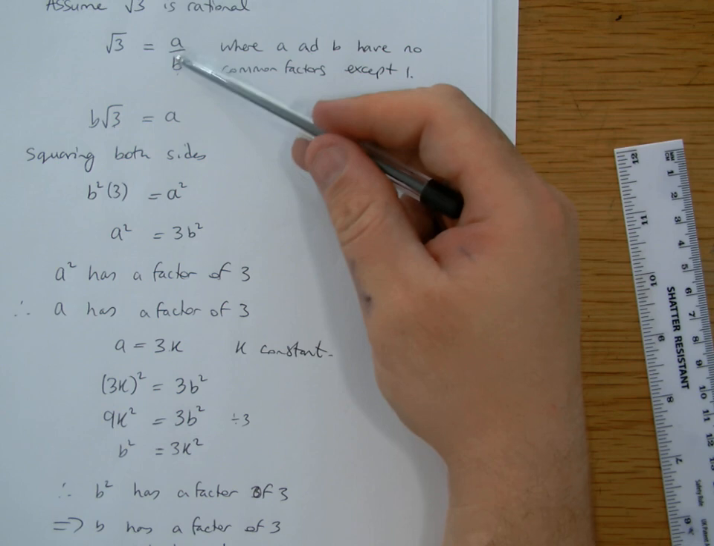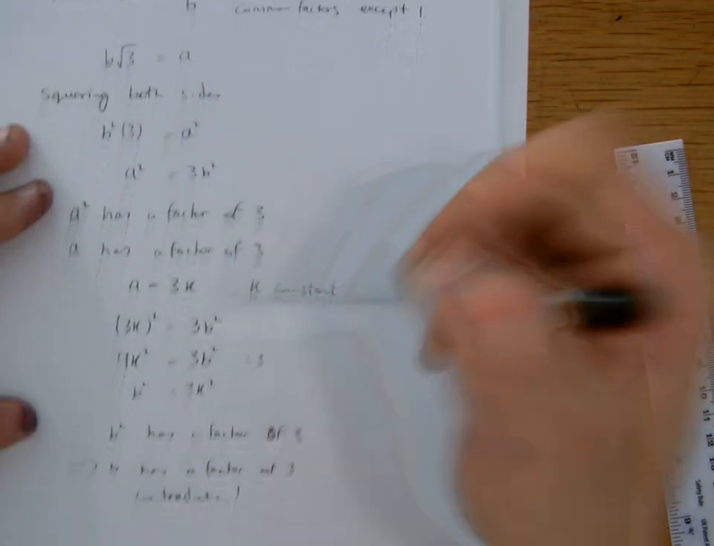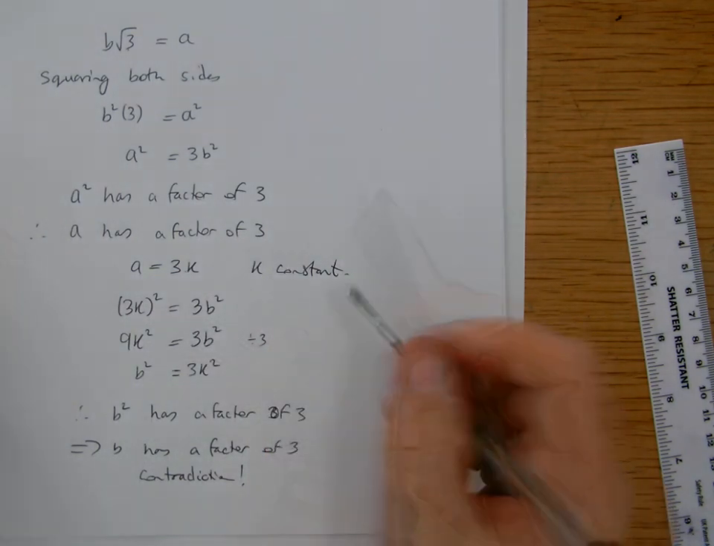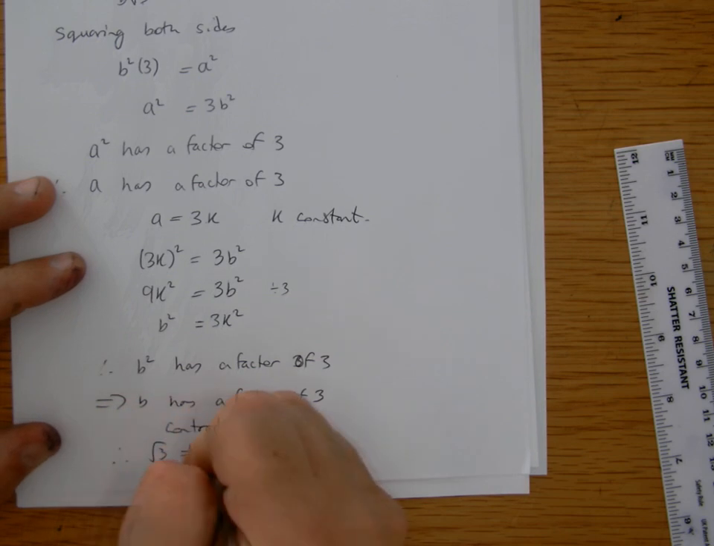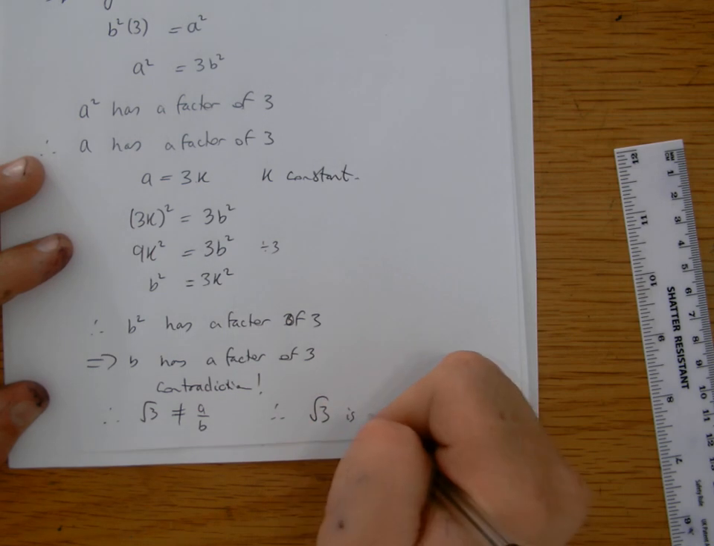Okay? But you should be able to, shouldn't you, if it's rational? But it's impossible to do it according to this explanation here, in that both of them have got factors of 3. So it's a contradiction. Therefore, root 3 cannot be written as a over b. Okay, so therefore root 3 is irrational.